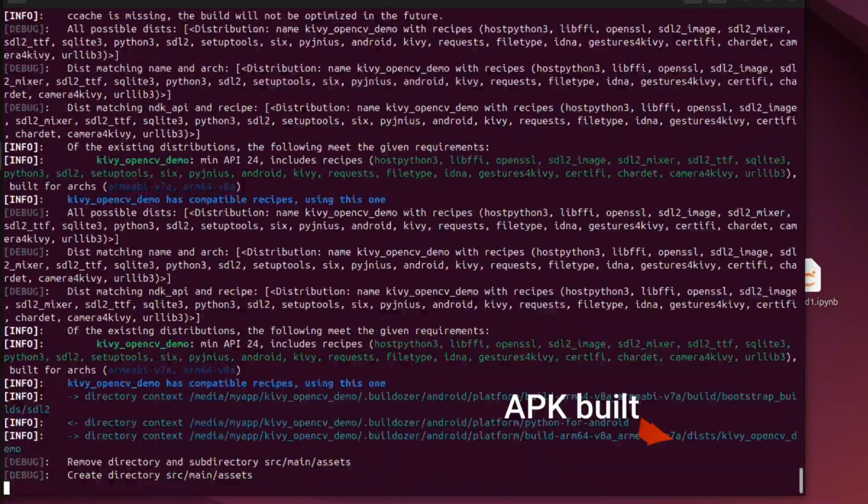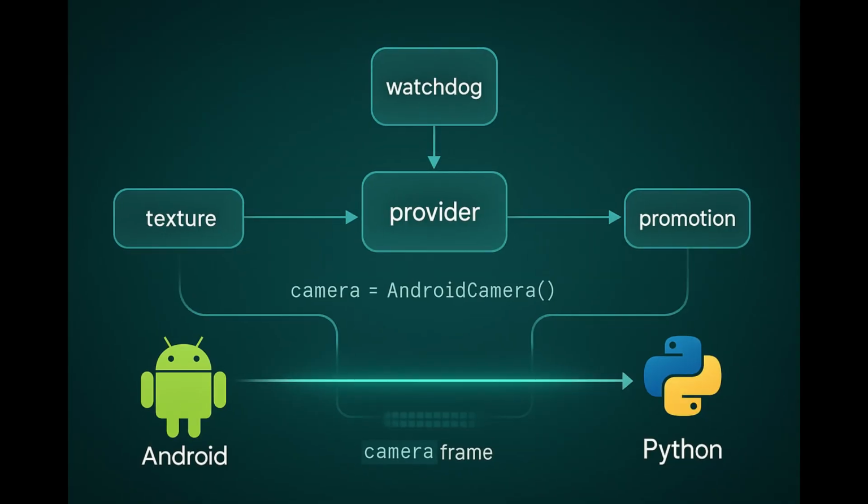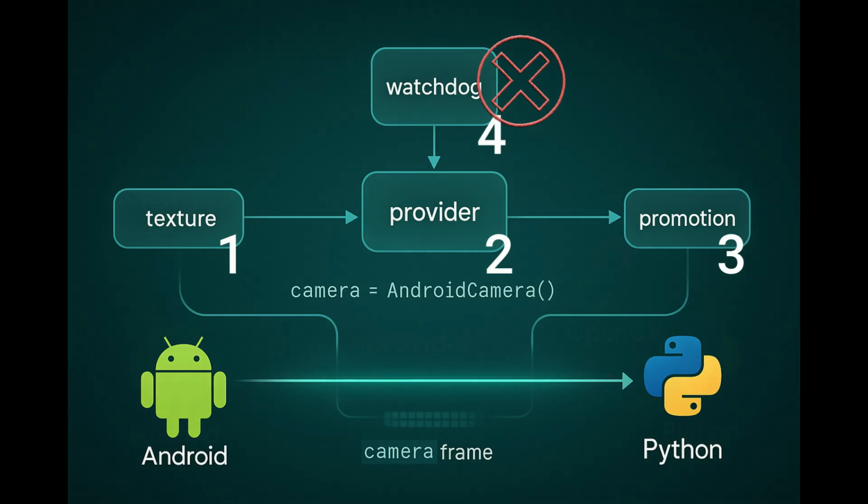If you've been following the Kivy OpenCV Vision Stack series, you already know the 4 core switches that define feed reliability: texture, provider, promotion, and watchdog. The classic Kivy camera only gives you 3 of them. Let's unpack what that means under the hood.